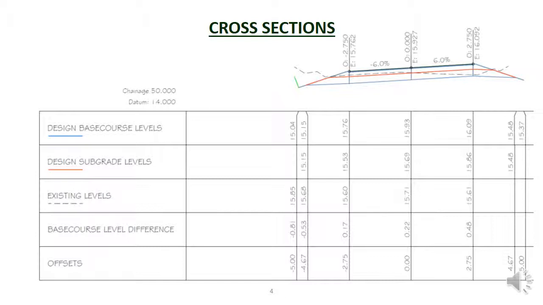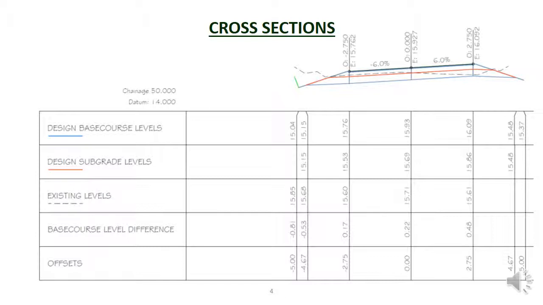This drawing shows the cross-section at chainage 50. Under the chainage is the annotation datum 14.000, which means that the line underneath it is 14 meters above the datum. The drawing at the top is a scale drawing of the road, and the vertical lines show points on the cross-section where level information is provided.